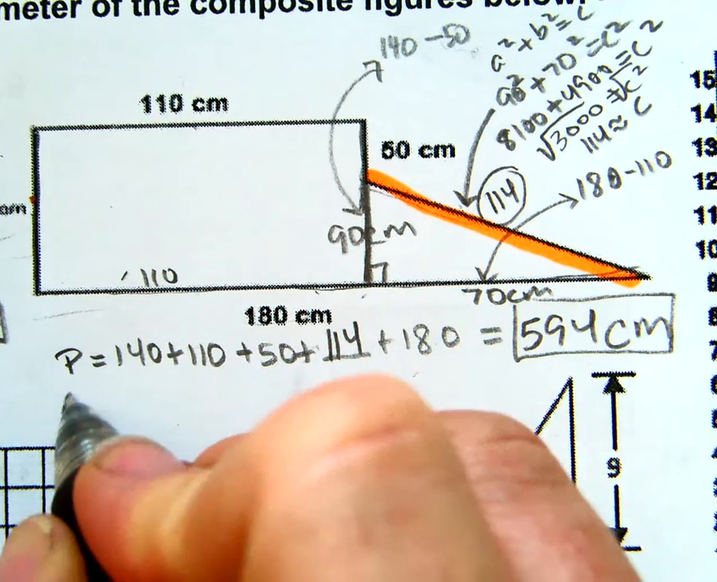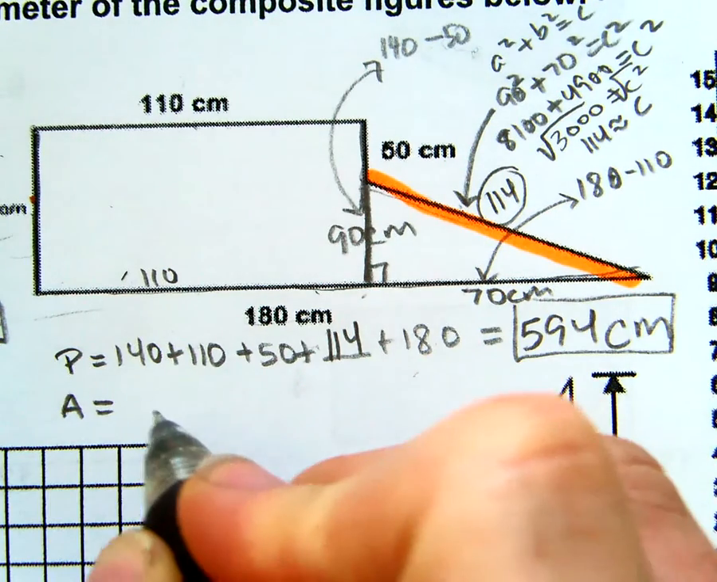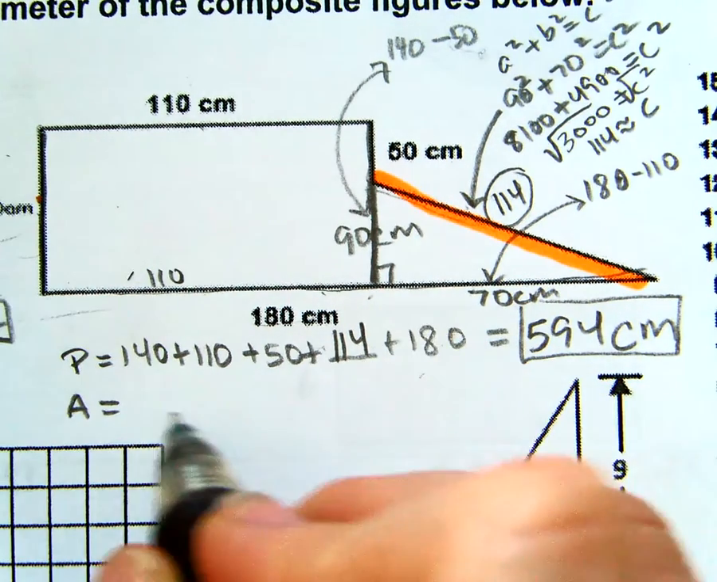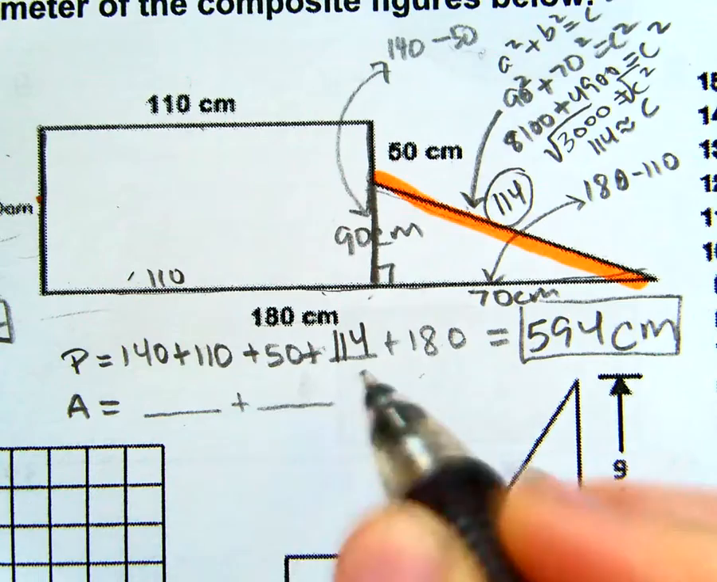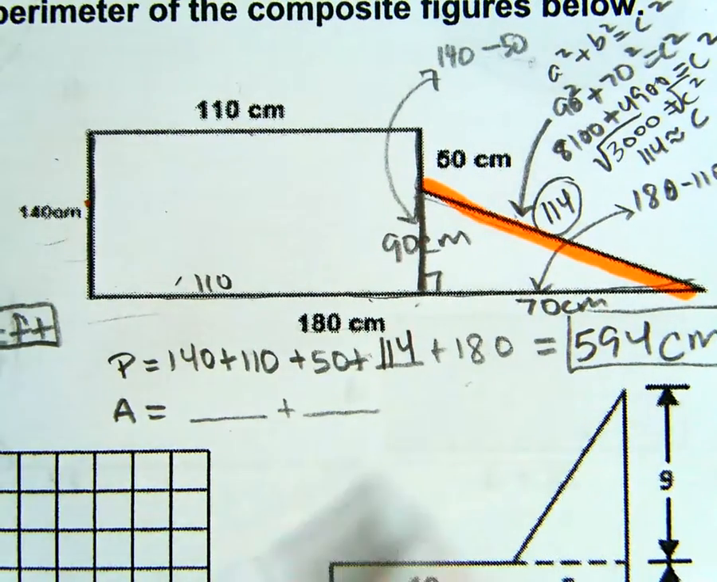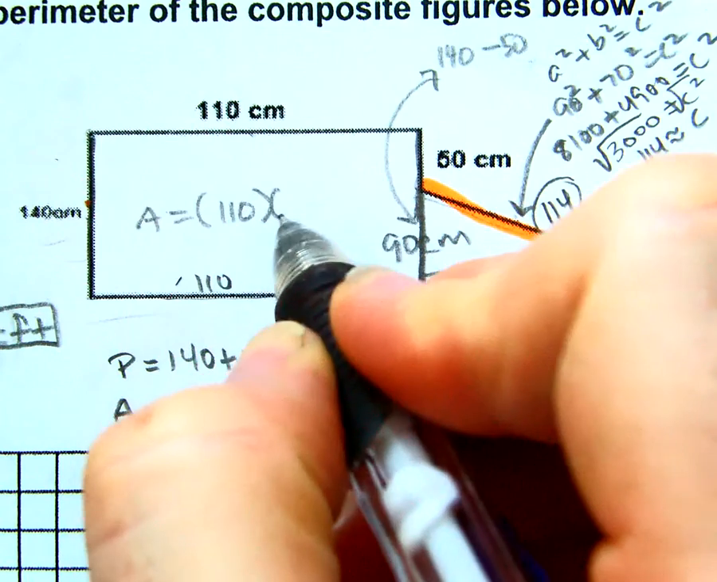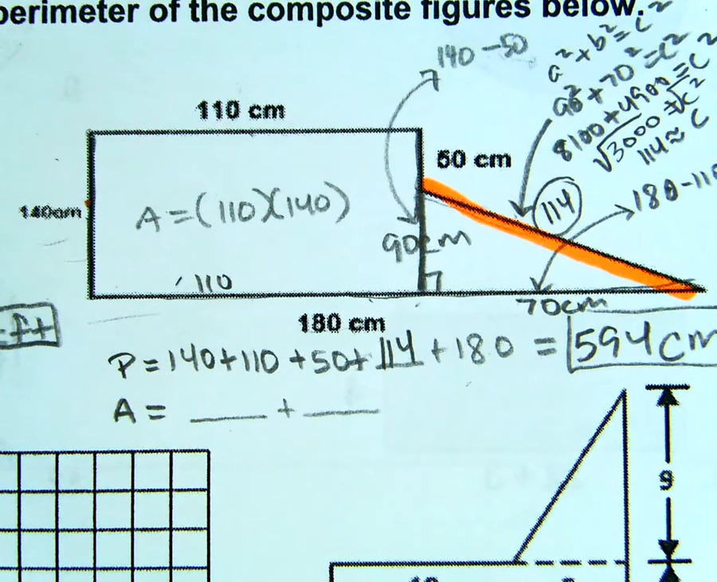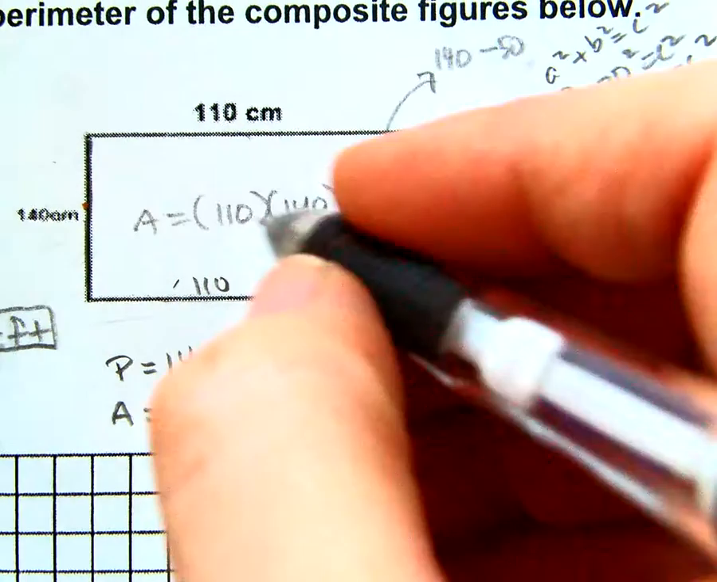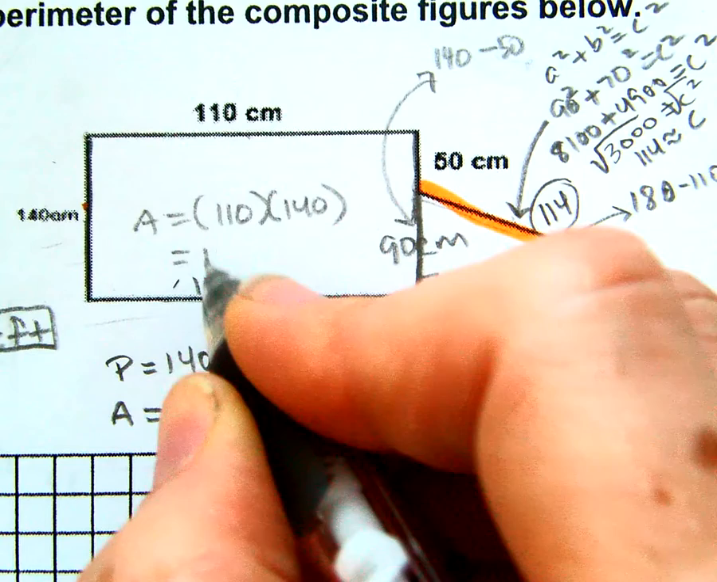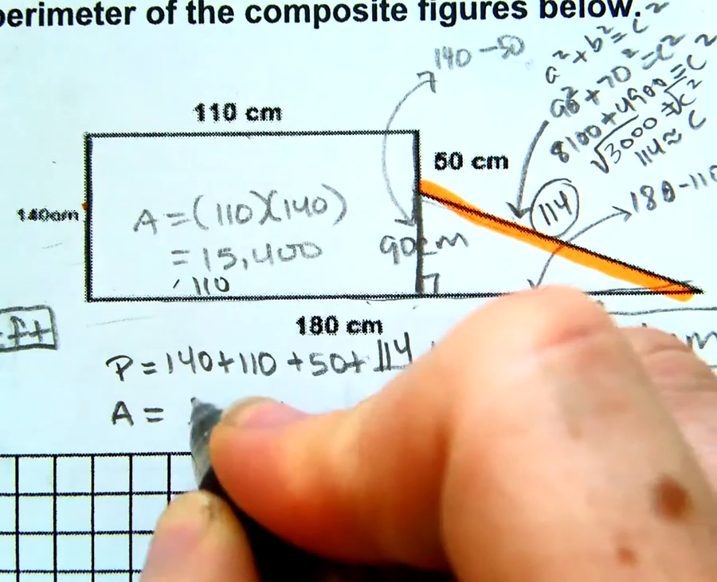In order to get my area, I've got two shapes, so I'm going to add two numbers, the area of the rectangle plus the area of the triangle. So my area of this rectangle is going to be base times height. So I'm going to do 110 times 140. And that's going to be 15,400.